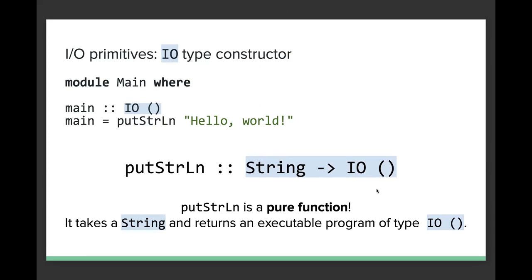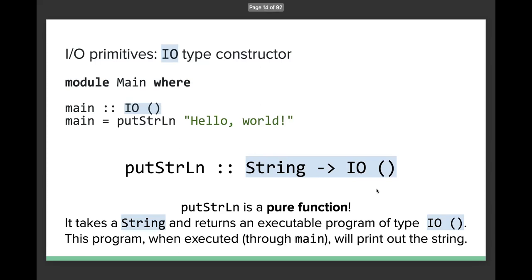So again, a function takes a string and returns an executable program. The program that we return is executed if it is put in main, for example, and we execute main, then of course this string will be printed. But the function putStrLn by itself does not print anything. It's just a pure function that takes a string and returns a program. So programs in Haskell are just regular values which you can manipulate.